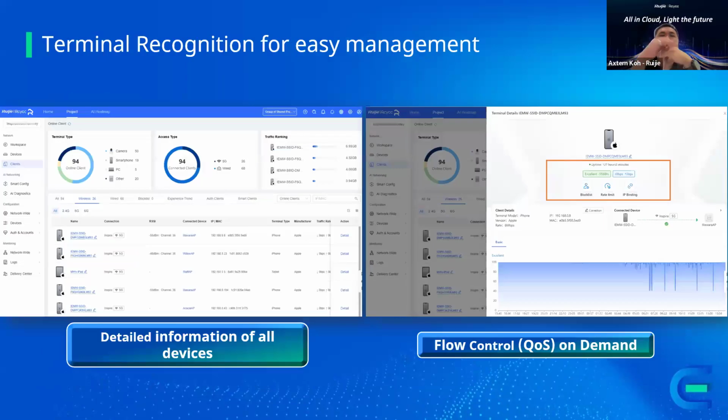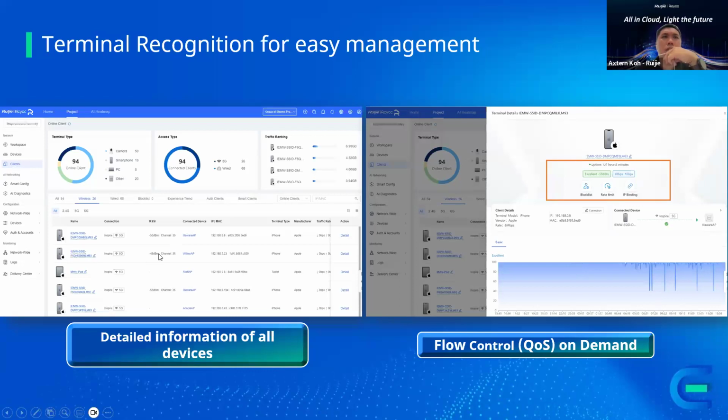And terminal recognition. Just now I highlighted the terminal recognition; I think last quarter we released this feature. I don't know how many of you have realized that we have terminal recognition to make maintenance easy. Here you can see we can help you categorize devices such as camera, smartphone, PC, and other, and we can even recognize the host name of the devices, like this phone belongs to which host name.